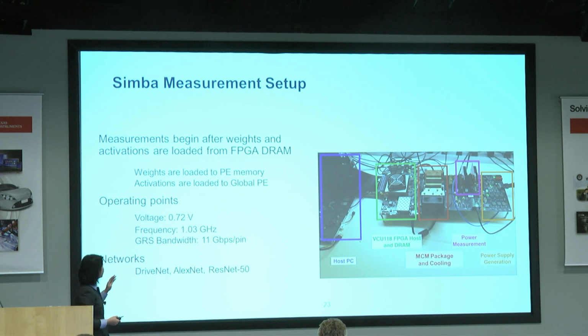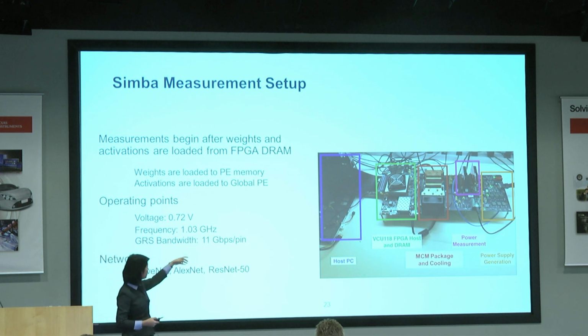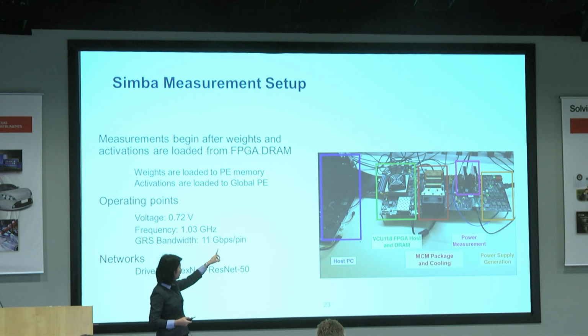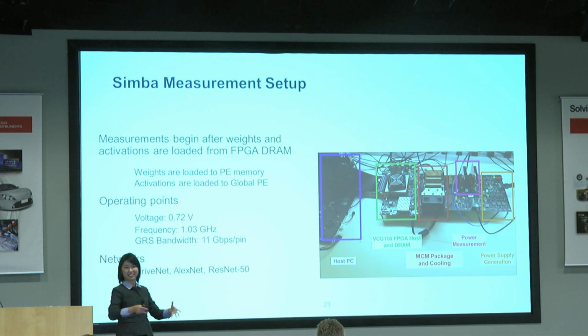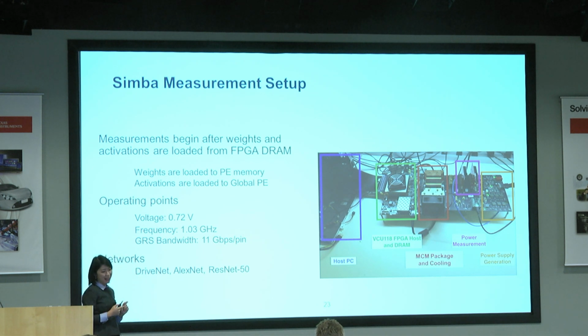So here is our measurement setup. If you look at the red rectangle in the middle, that's basically where our package is, with a huge cooling substrate there. In our paper, we characterize the performance of different networks on our system. In today's talk, I'll be mostly focusing on ResNet.